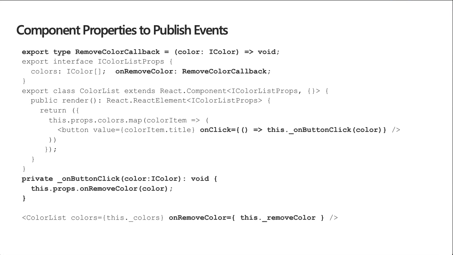The method onButtonClick takes the color in and is going to call onRemoveColor, whatever has been hooked up to that. Down here at the very bottom, you can see where I'm using this component of color list. I've created a new handler for the onRemoveColor event that says go run the function _removeColor. That's where my current component is being consumed.